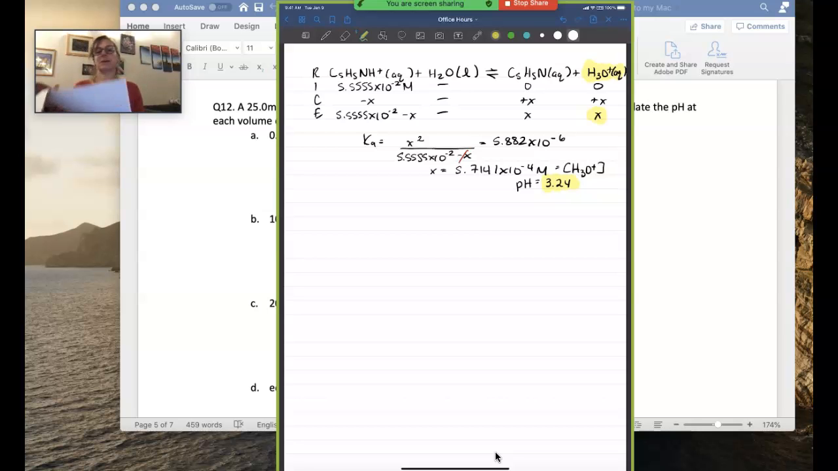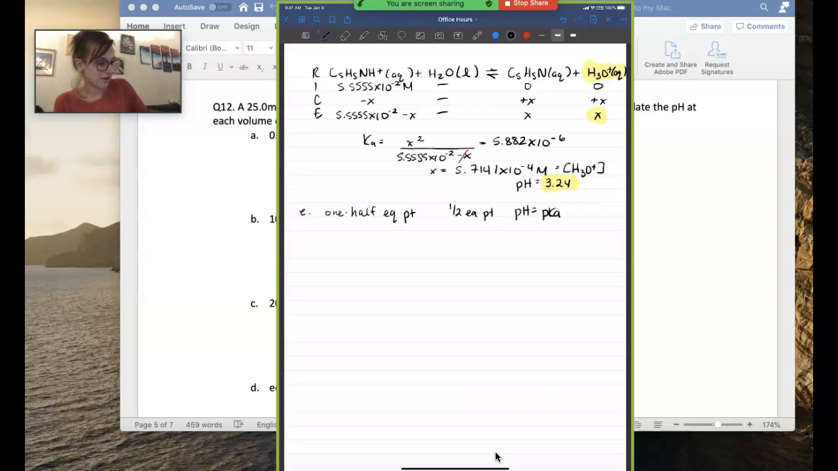At the equivalence point. Now, what is the pH? I think part E was at 1/2 the equivalence point. Well, a handy tip to remember is that at 1/2 the equivalence point, the pH is equal to the pKa. So that's just a quick trick to remember.